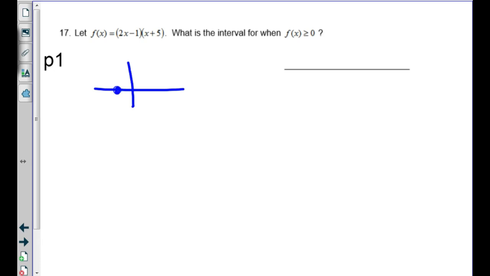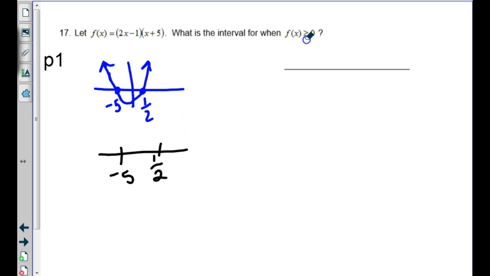If we graphed this, it would have zeros at -5 and +1/2, right? It would be a parabola doing this. Okay. What we did in class was we said -5 and 1/2 are critical values. Where is it greater than 0? Well, we tested something in here and it turned out negative and it was positive here and here.